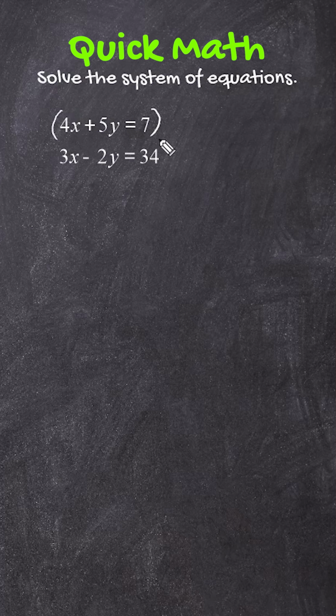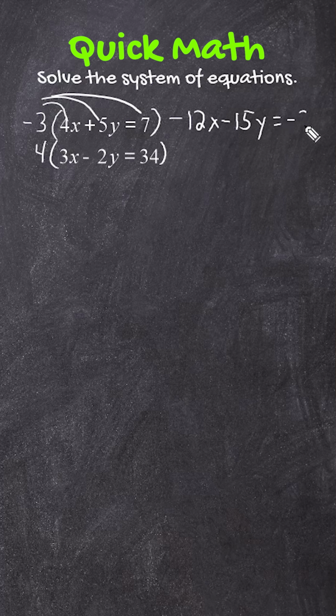We're going to eliminate the x terms by distributing -3 to the first equation and +4 to the second. And that's going to give us -12x - 15y = -21. And then we're going to distribute 4. And that gives us 12x - 8y = 136.